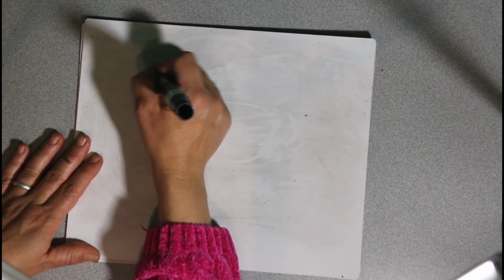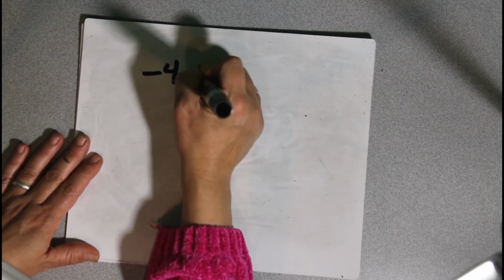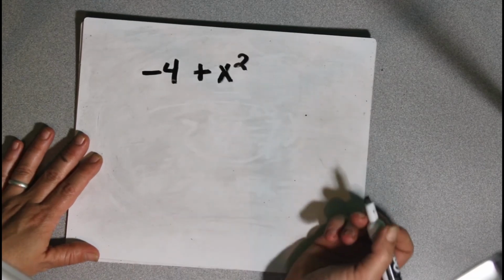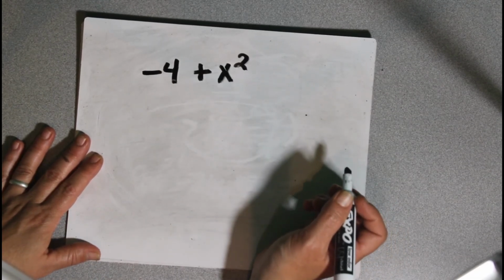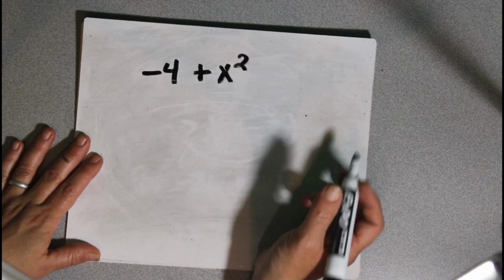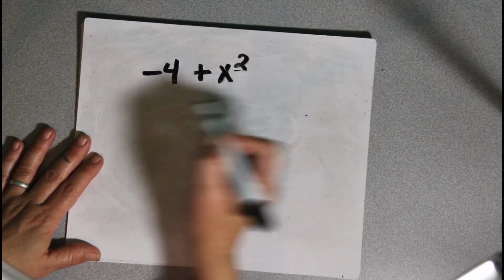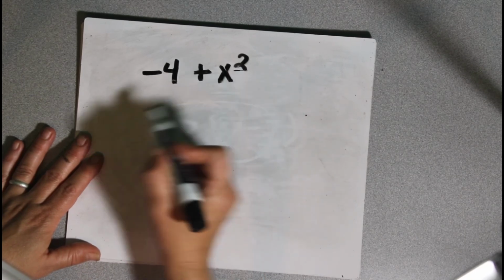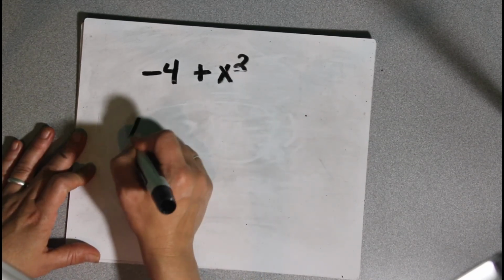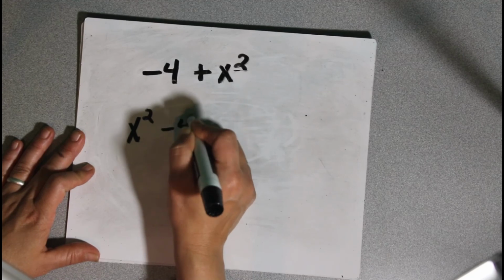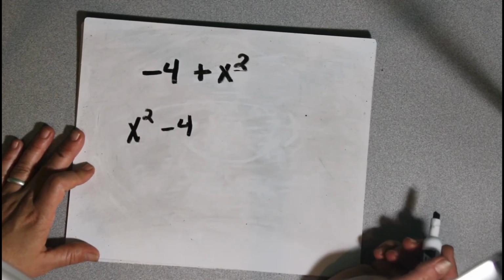All right, this one's negative 4 plus x squared. Now this one's a little harder for us to see because they've got it in the wrong order there. So I'm going to swap them. We always want descending order of variables. That means our highest exponent goes first. So x squared minus 4. Now we can see what's going on. That looks a little bit better.